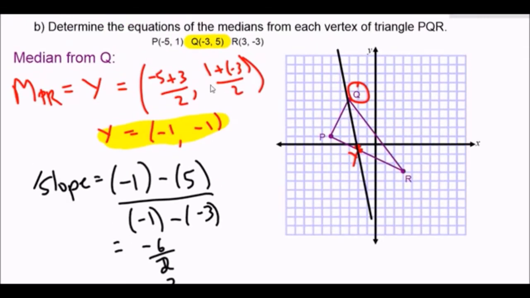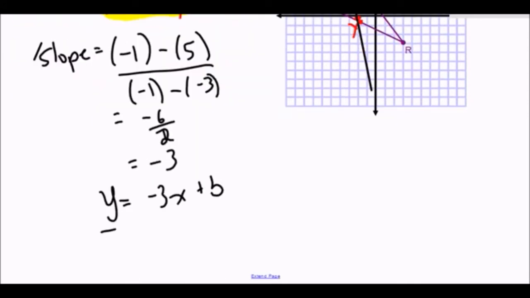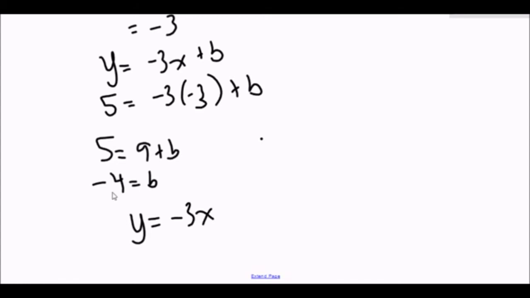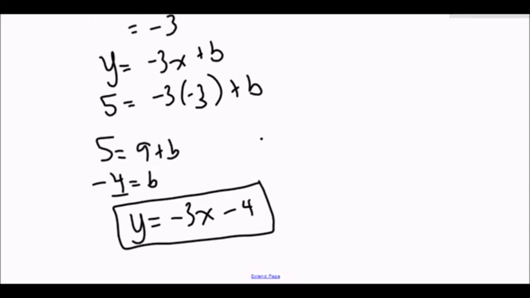To do that, we take either of the points that we know. I'll take Q and sub it in for x and y. So Q is negative 3, 5. So subbing it in, I've got 5 equals 9 plus b. So b is negative 4. So the equation of this median line has a slope of negative 3 and a y-intercept of negative 4. So there's the median from point Q.